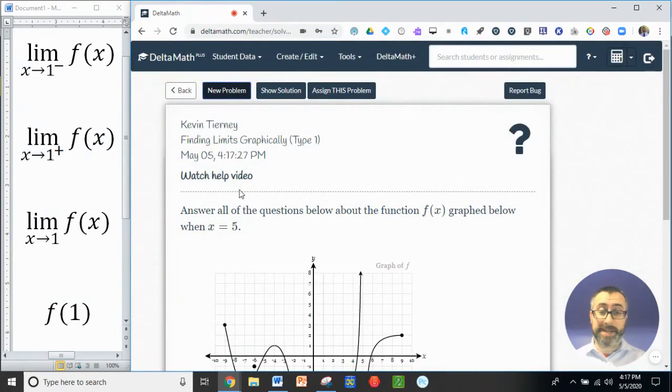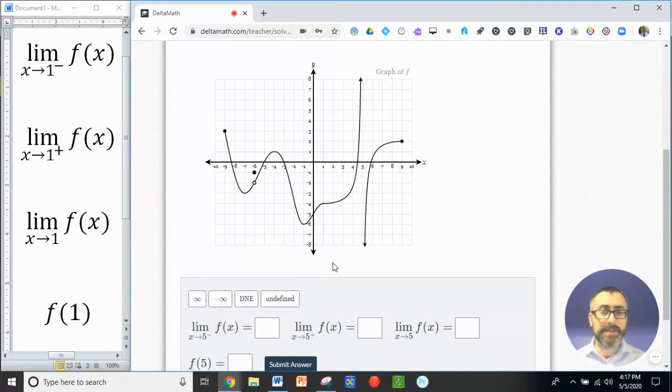Here's another case you might encounter. This time, we're focusing on the function f of x when x equals 5. So on this graph, I'm noticing that there's something a bit strange and different going on here. Let's think about what this means.